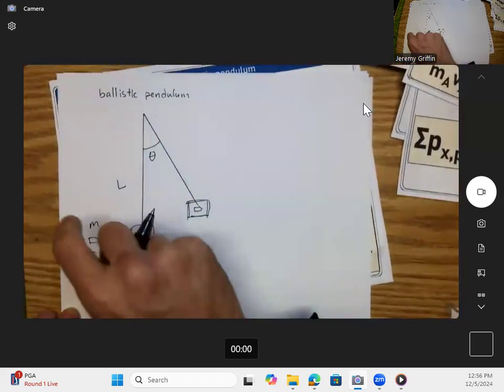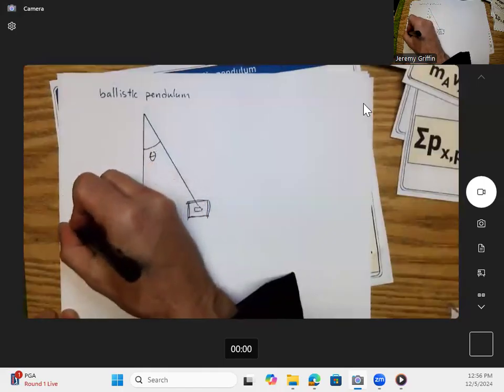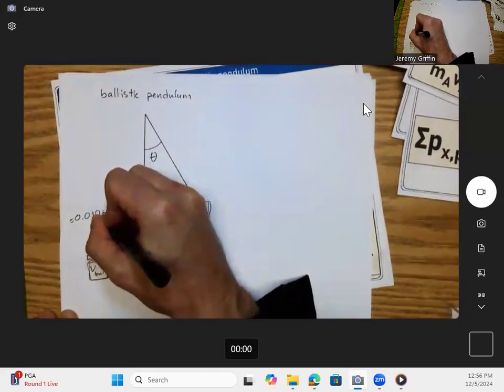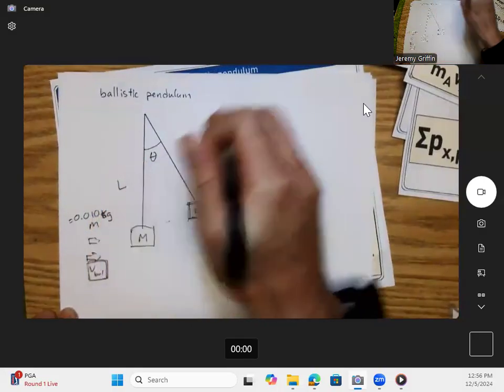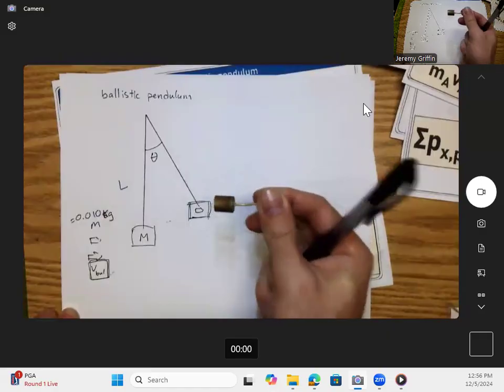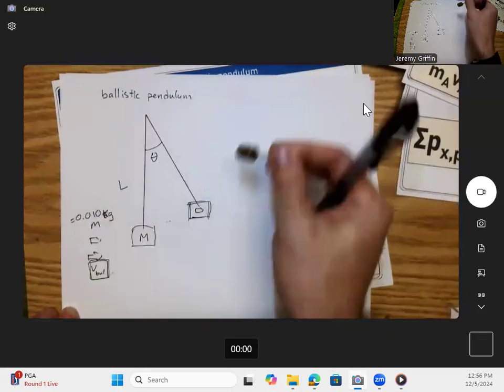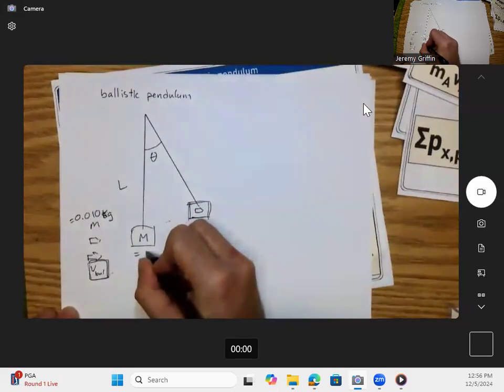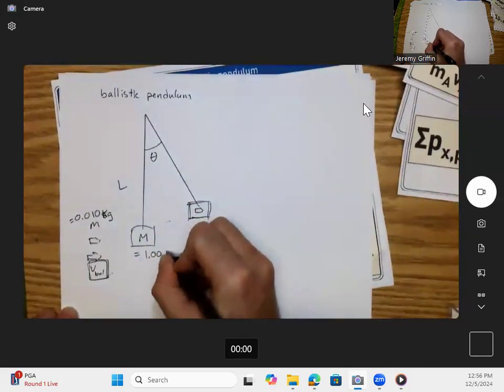Let's say the mass of the bullet is 0.010 kilograms, right? Which is like 10 grams. You guys see this little 10-gram guy right here? Your smallest lab weight. So this is basically the bullet. Your smallest lab weight is the bullet. Okay. Let's call the mass of the block 1 kilogram exactly.